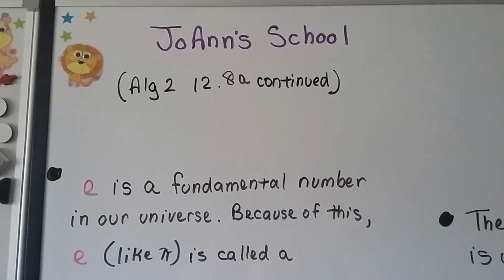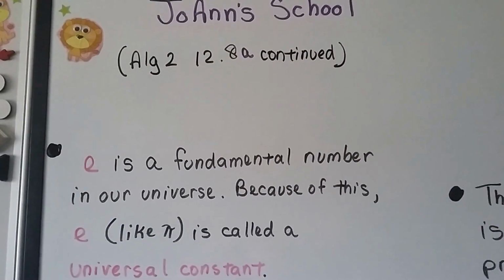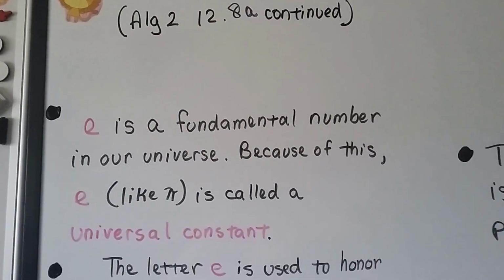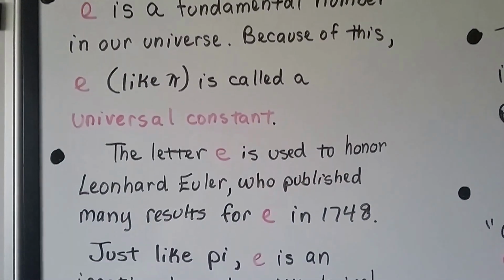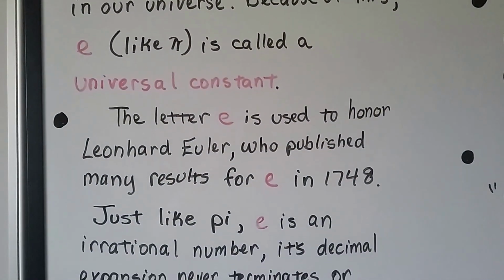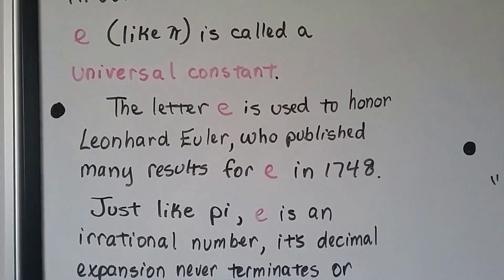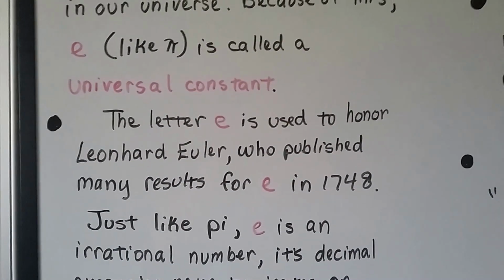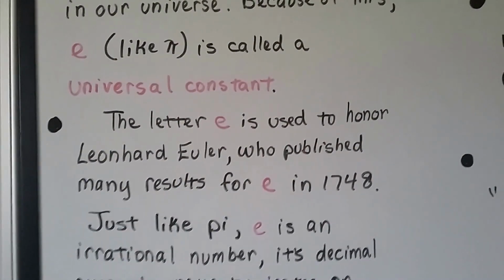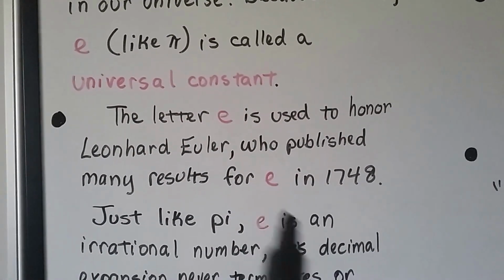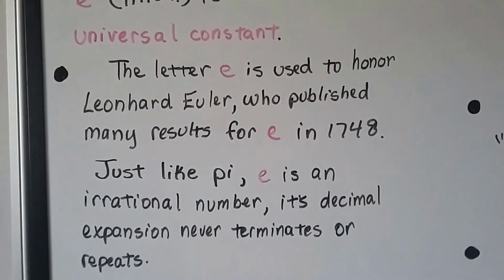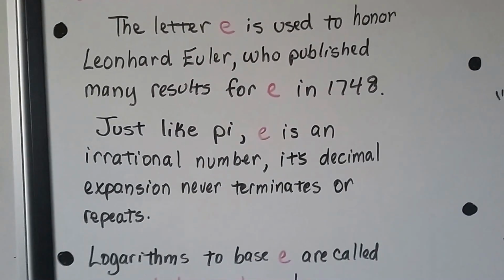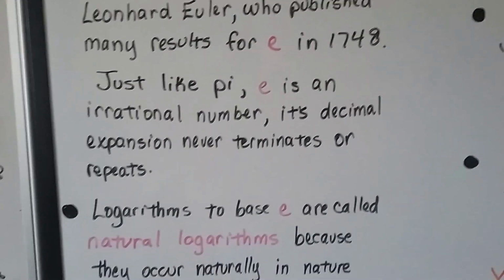So e is a fundamental number in our universe, and because of this, e, just like pi, is called a universal constant. The letter e is used to honor Leonhard Euler, who published many results for e in 1748. So that's what happens when you don't have television or a cell phone. You sit around doing math in 1748. So just like pi, e is an irrational number. Its decimal expansion never terminates or repeats.